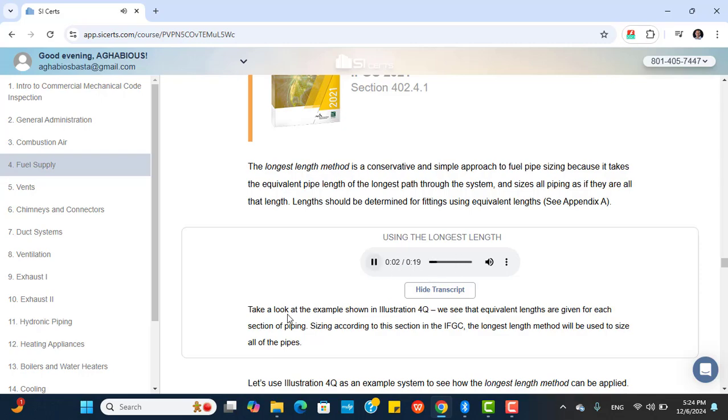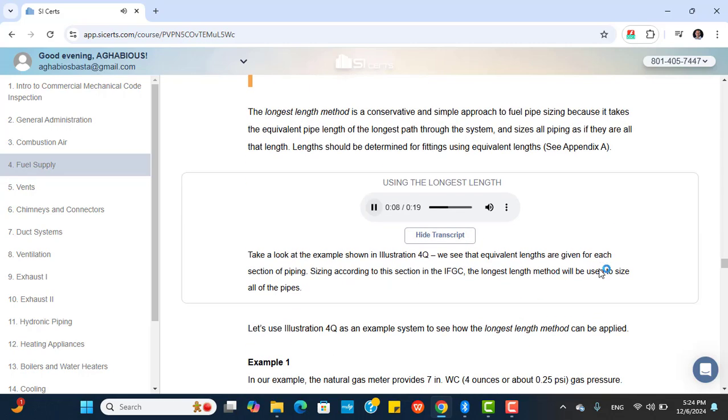Take a look at the example shown in illustration 4Q. We see that equivalent lengths are given for each section of piping. Sizing according to this section in the IFGC, the longest length method will be used to size all of the pipes.